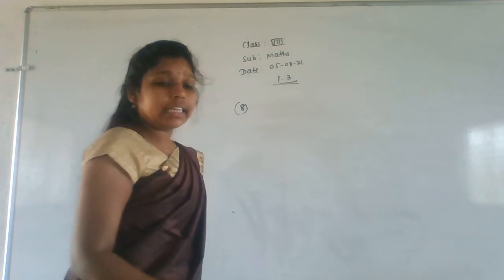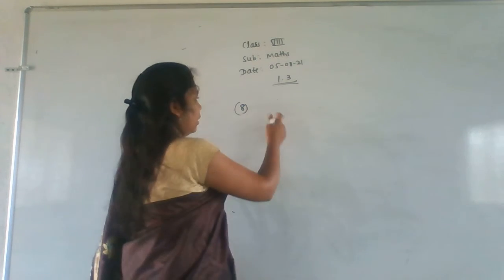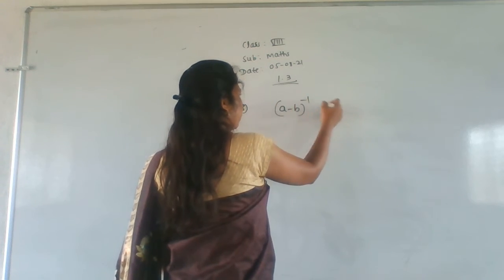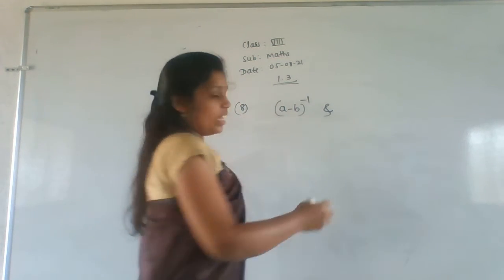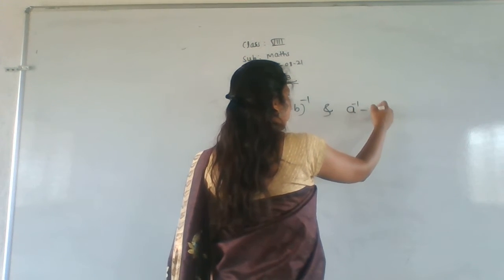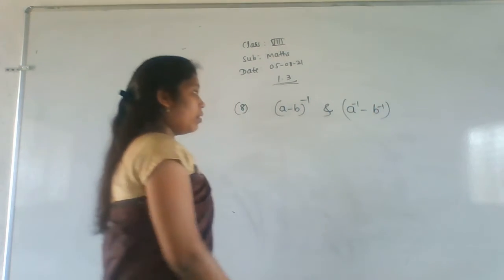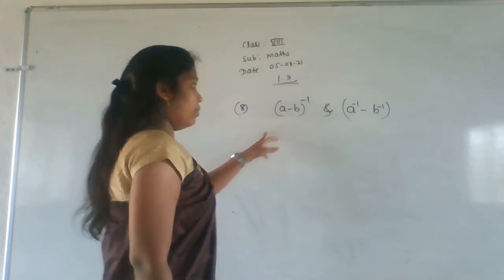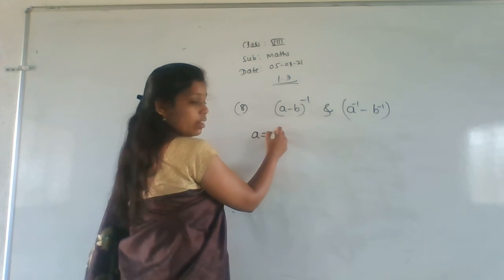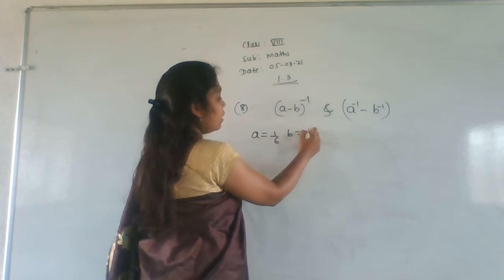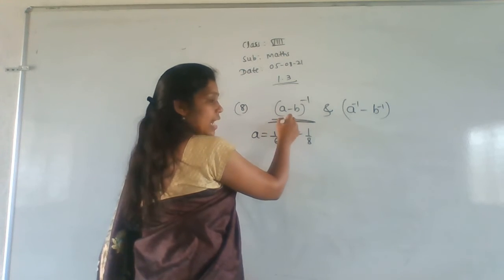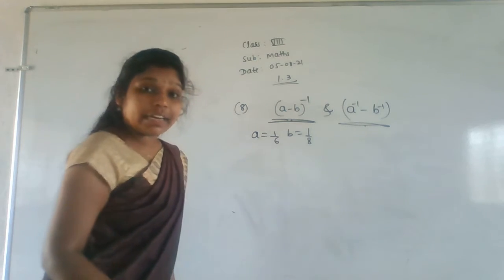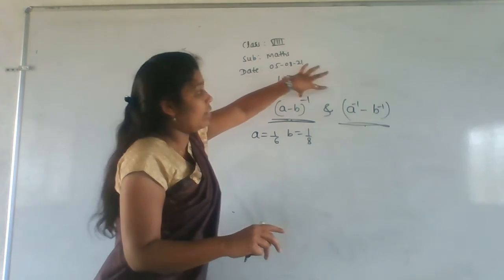Okay, that is find the rational numbers between the (a minus b) whole inverse and a inverse minus b inverse. Okay, (a minus b) whole inverse and a inverse minus b inverse. So what is the value of a here given? That is 1 by 6 and b is equal to 1 by 8. First find this rational number and this rational number. Then only we can find the three rational numbers in between these two.